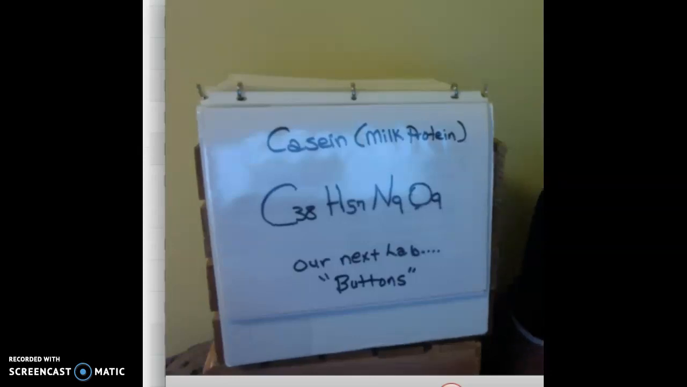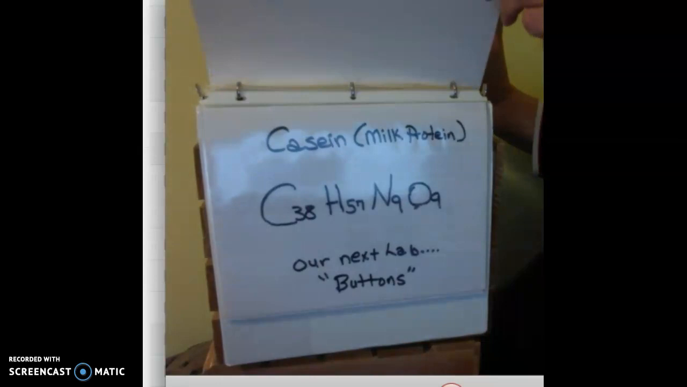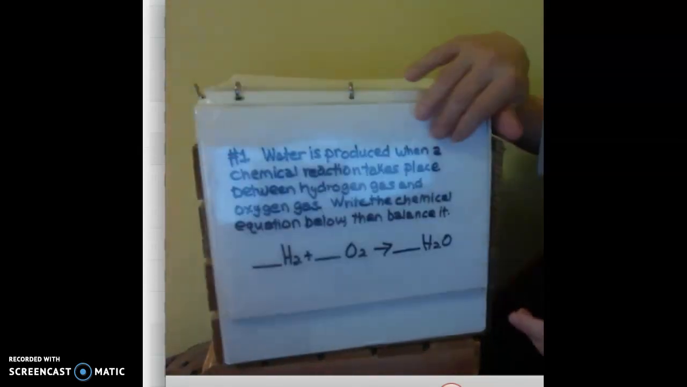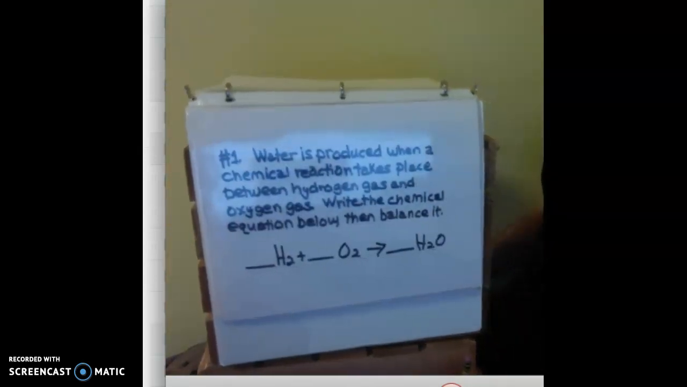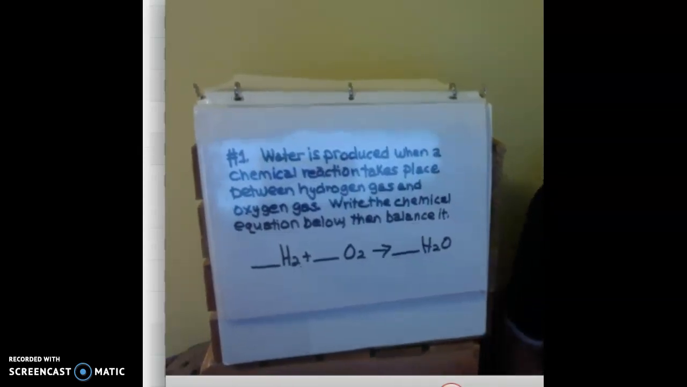So this is just an example of a more complex molecule. Okay, now we're going to start with balancing chemical equations. This one here is what you'll be seeing. We did a little bit of this in class, and that's why I want to cover it one more day before we put a close on it for a while.